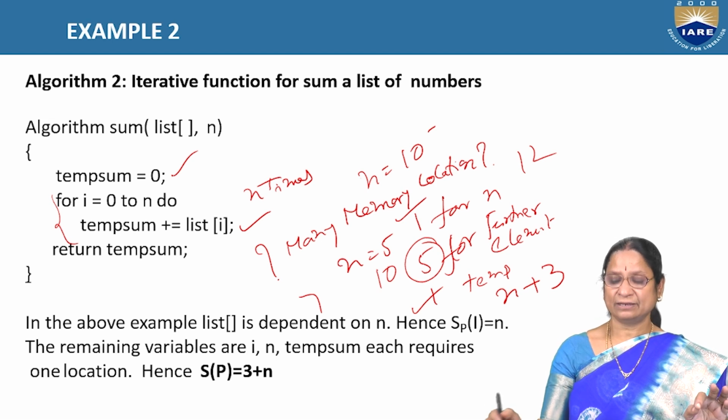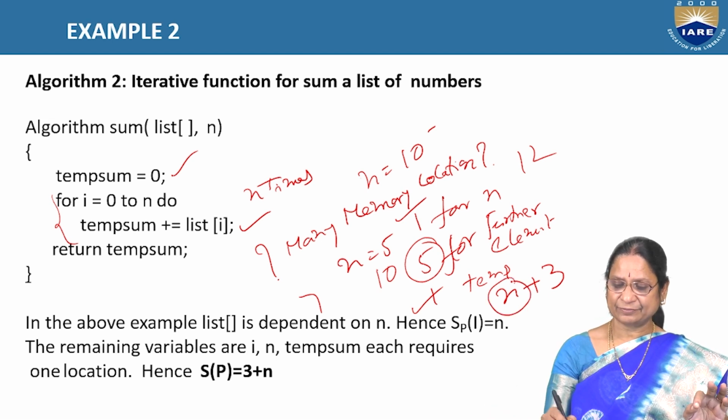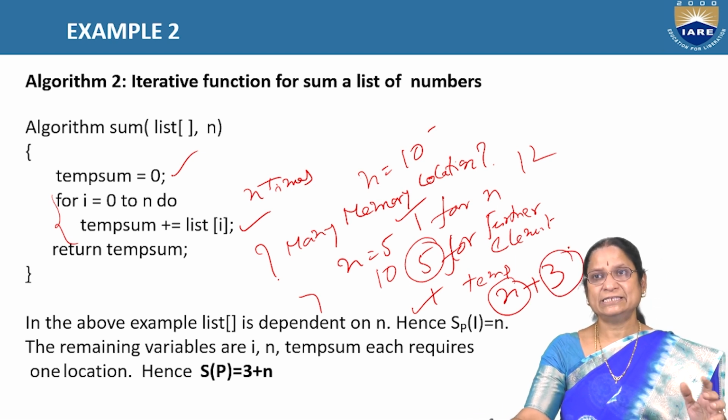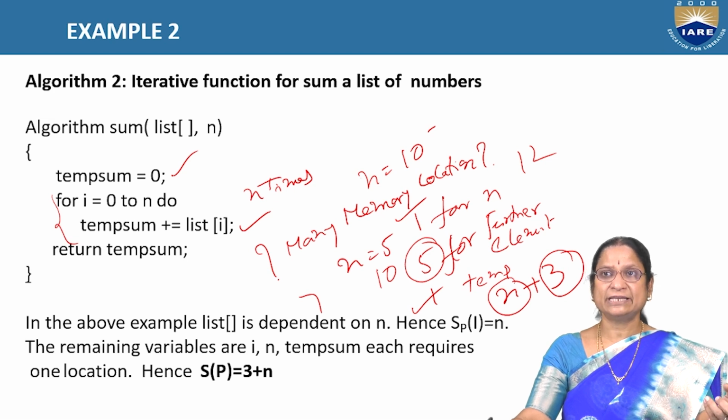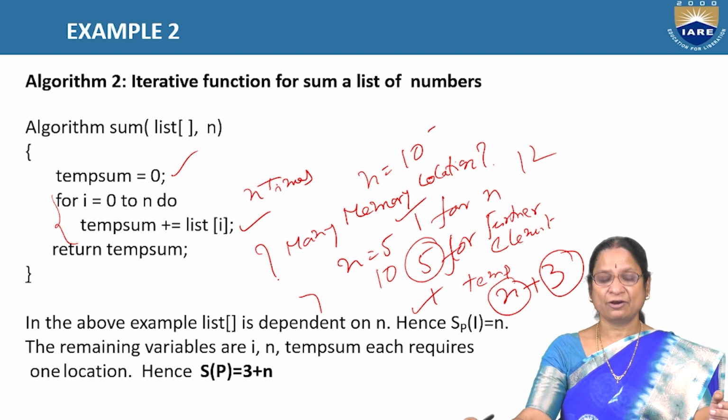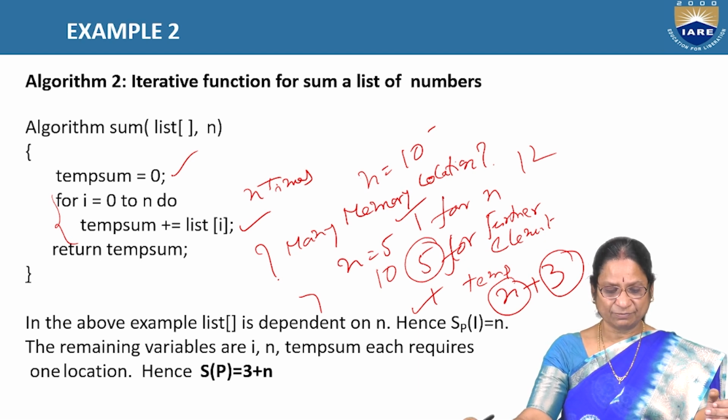What does it mean? My SP of I is n and my C is 3. 3 is constant. SP of I is going to keep on changing. For n equal to 5, SP of I is 5. For n equal to 10, SP of I is 10. For n equal to 10,000, SP of I is 10,000. It is variable depending upon the n value. This instance space is going to be considered.